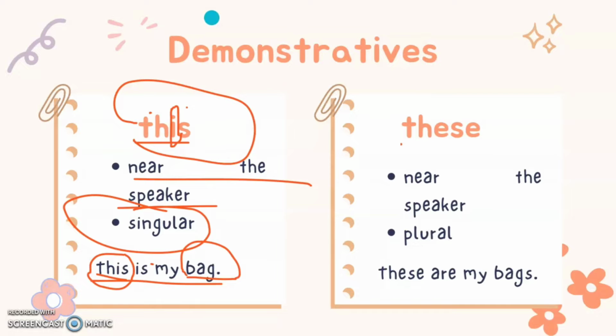Next naman, we have these. Mas mahaba ito compare sa this. Ang pinagkaiba lang nito, ito ay plural. Pero parehas lang sila na malapit sa speaker. I have here an example.